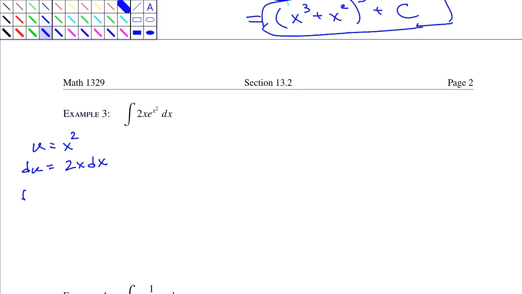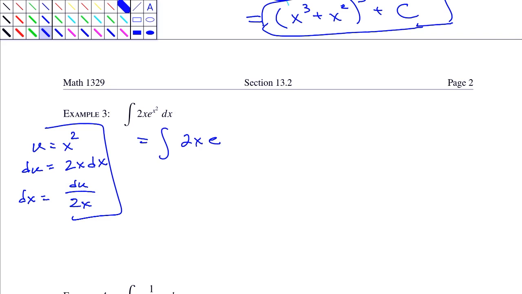Solve for dx. Dx is du over 2x. Substitute. The u is now x squared, so this is the integral of 2x e to the u times dx, which is du over 2x. I think I'll cancel in mauve this time. So here's a better one. What cancels? 2x cancels, leaving me with the integral of e to the u du.